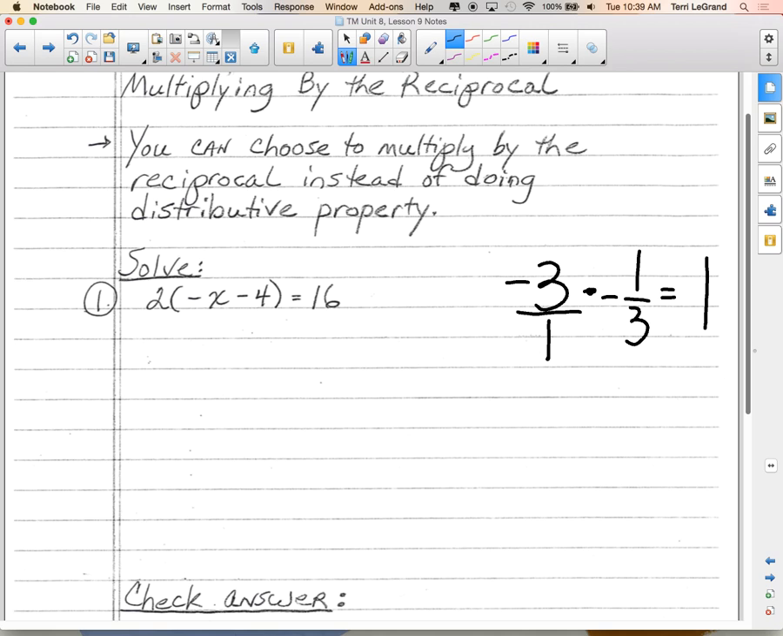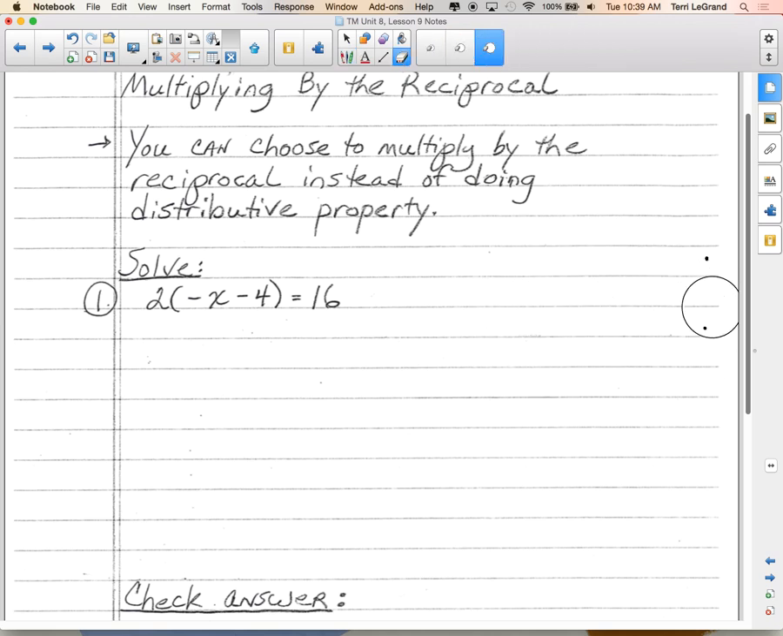Okay, so when we have a negative number, its reciprocal is also going to be negative. We flip it, but we also keep the sign, don't we? Okay? So we have to make sure that we understand reciprocals well enough to be able to use them. So let's look at our first equation here. We have 2 times (-x subtract 4) equals 16.